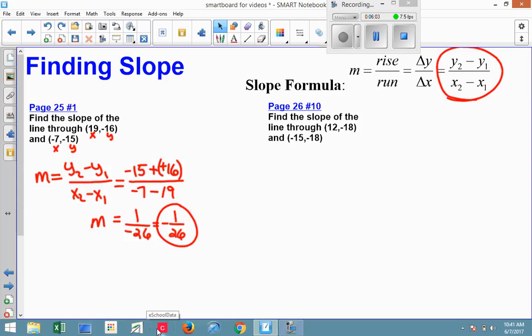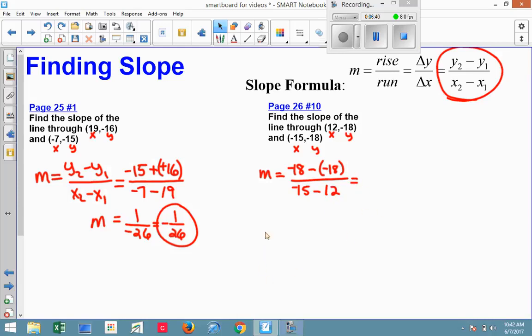Let's try one more. So let's take a look at problem 10 on page 26. So once again, we're finding the slope of the line through those two coordinate points. So I'm going to start by labeling xy and xy, my slope. I'm going to start with y2, which is in this case negative 18, and I'm subtracting y1, which is negative 18. And I'm dividing that by x2, negative 15, minus x1, positive 12.